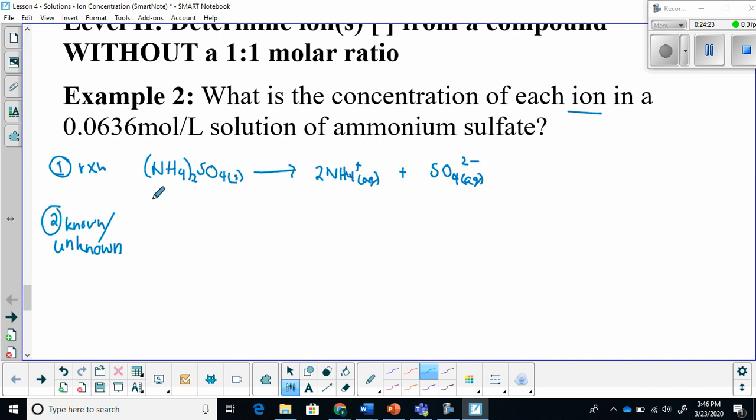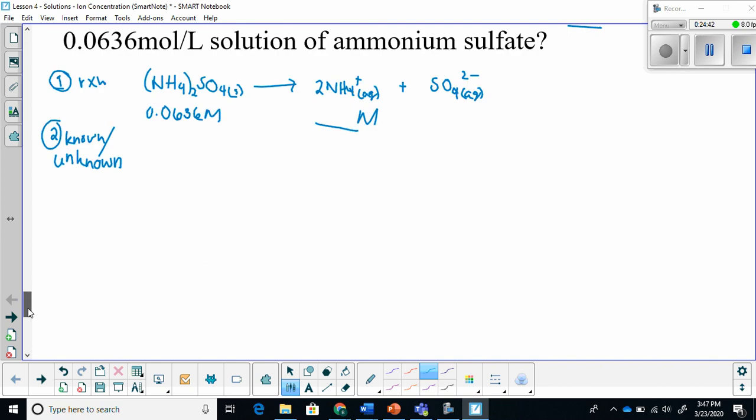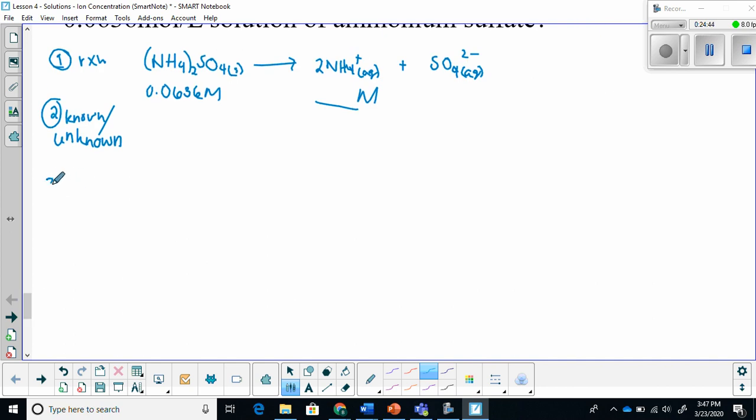Okay, so we know that this is 0.0636 mole per liter. I'm going to do ammonium with you guys, and then you can do sulfate on your own. So we're looking for blank moles per liter of ammonium. Perfect. So step 3 is to use molar ratio. Remember, every unknown requires its own statement.